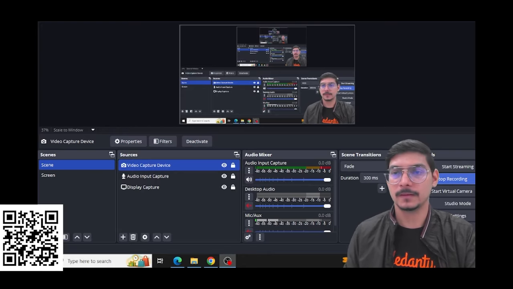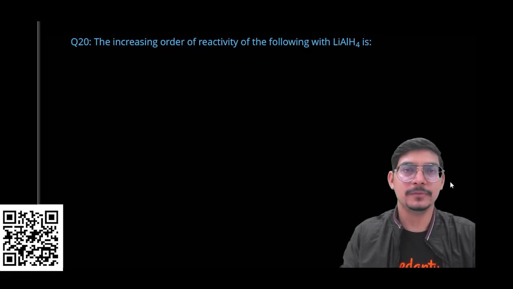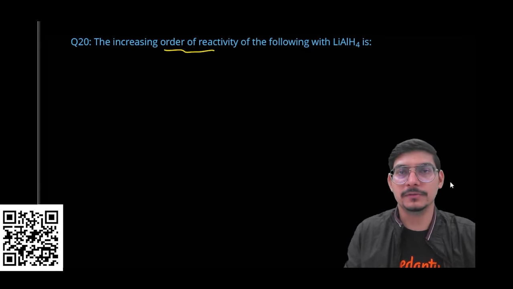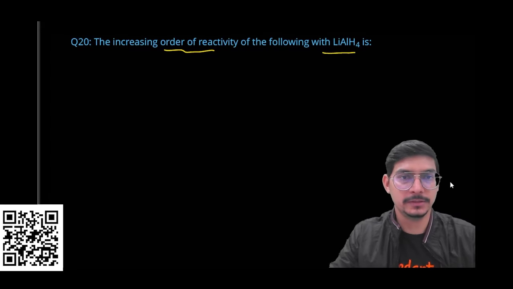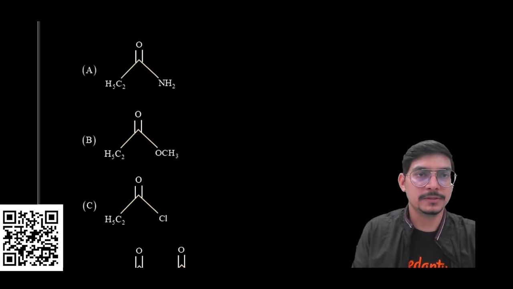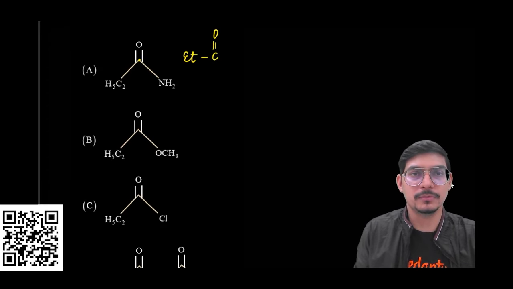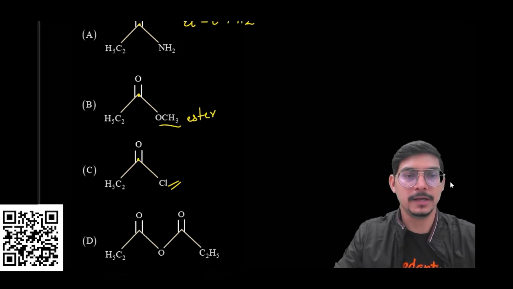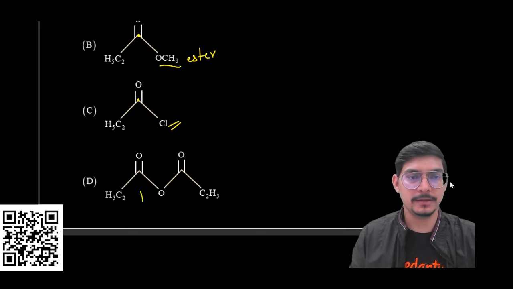Thank you. Hi everyone. In this question, we have to find out the increasing order of reactivity of the following compounds with lithium aluminum hydride. Let's look at the options once. The first compound, as we can see, is an amide, so this is ethyl C double bond O, NH2. The second compound is a methyl ester. The third compound is an acid chloride. And the fourth compound is an anhydride.